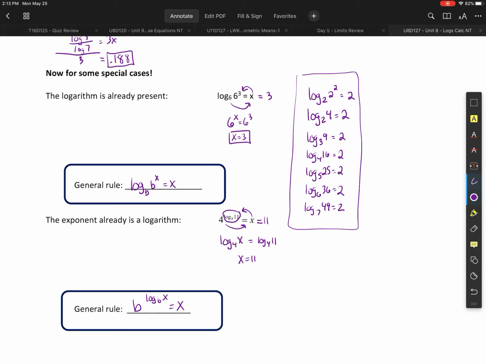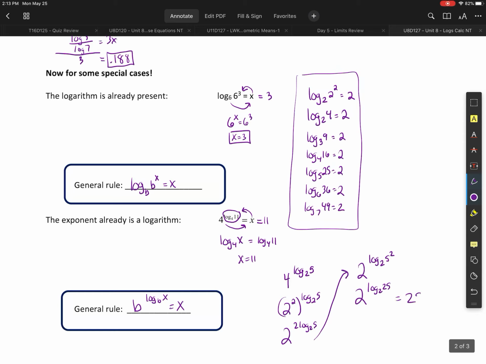And again, is it always going to be so obvious? So imagine we had 4 raised to log base 2 of 5. Well, you know what? I know 4 is 2 squared. And I could use my power to a power rule to get this. Now, what happens is that number in front is an exponent. Log base 2 of 5 squared, which gives me log base 2 of 25, which gives us the entire thing equals 25.